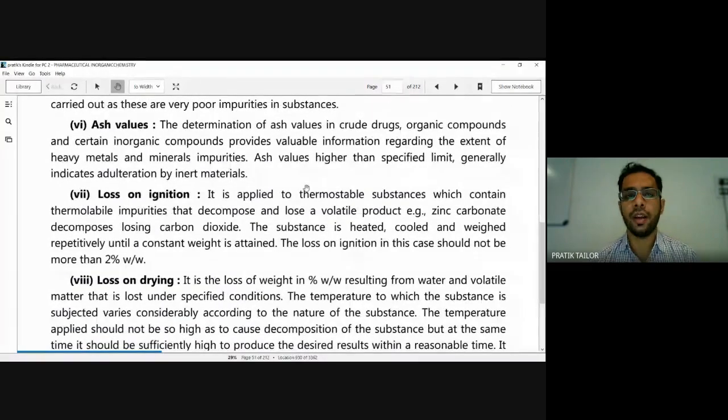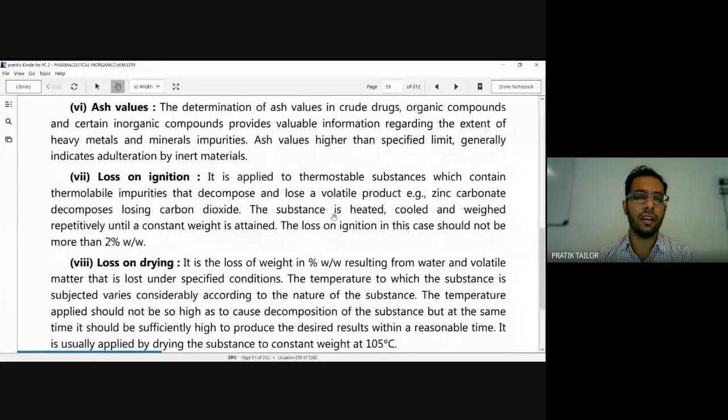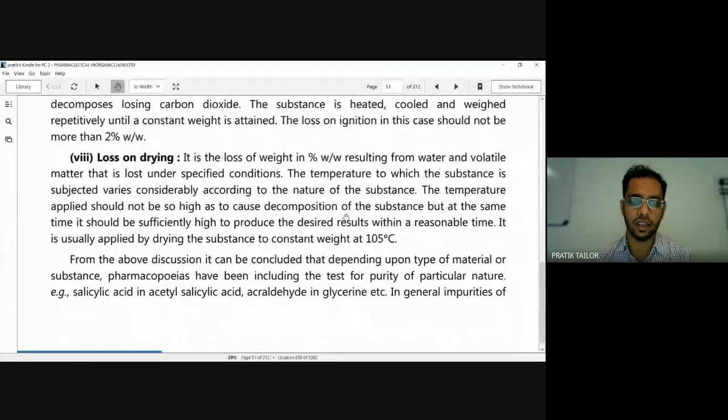Ash value, where we are burning the compound and the remaining residue will be estimated. This will give you some idea about inorganic substances which are present in some herbal crude drug or some organic compound. Loss on ignition, similarly, where we are igniting the compound, and loss on drying, where we are drying the compound at a particular temperature and for a particular time.